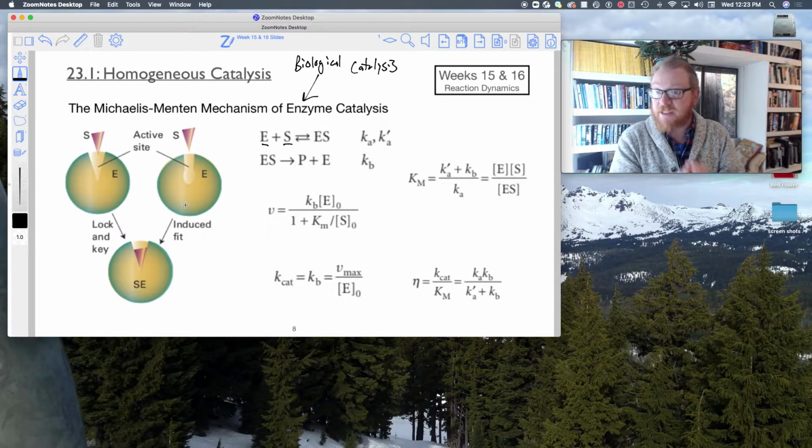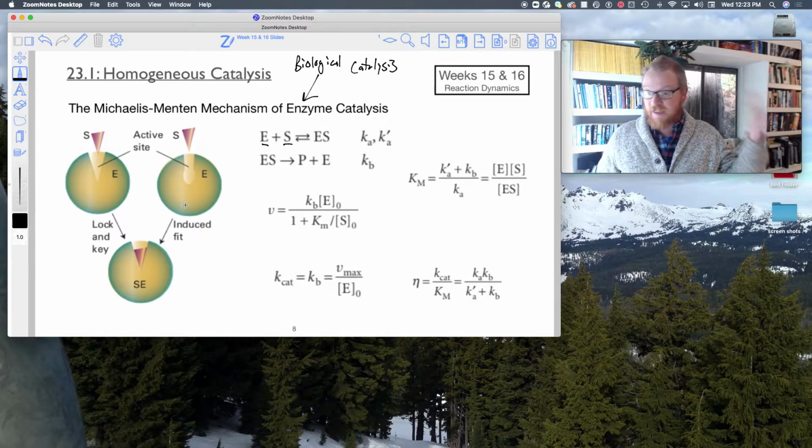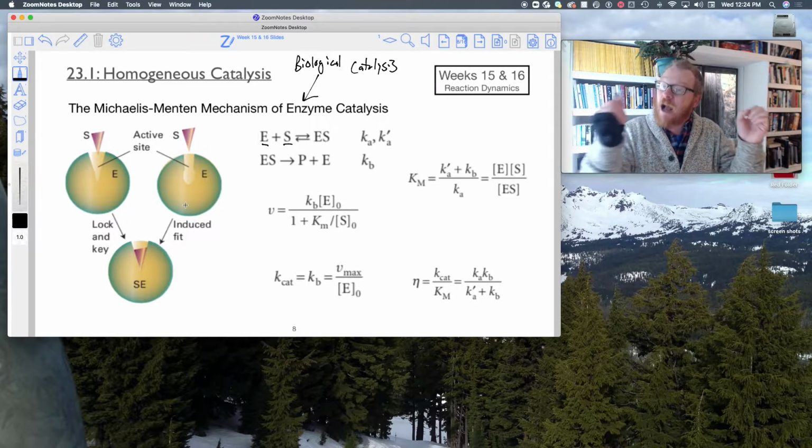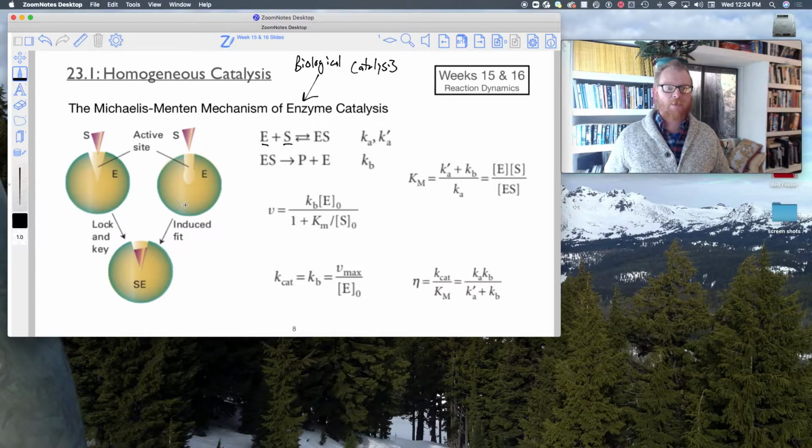I'm going to come back to this because, as it turns out, this is the rub. The enzyme or the catalyst can't be a facilitator of chemistry unless they come into contact with each other. So the forward reaction happens.